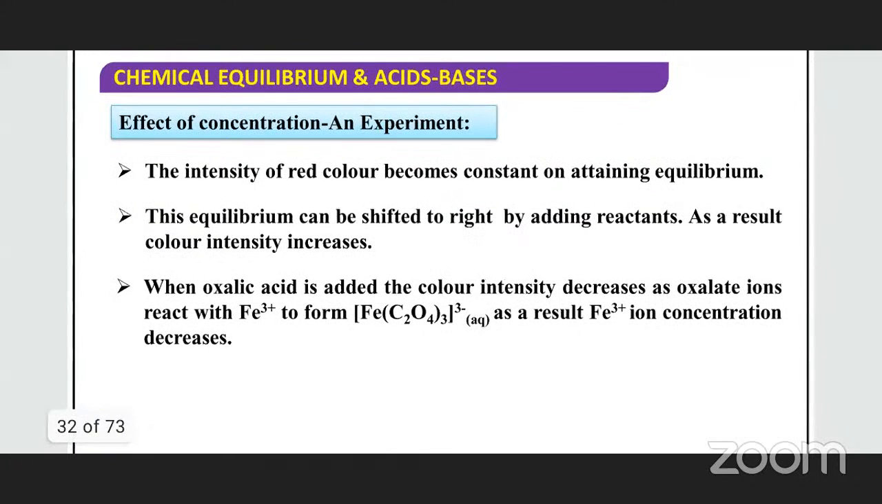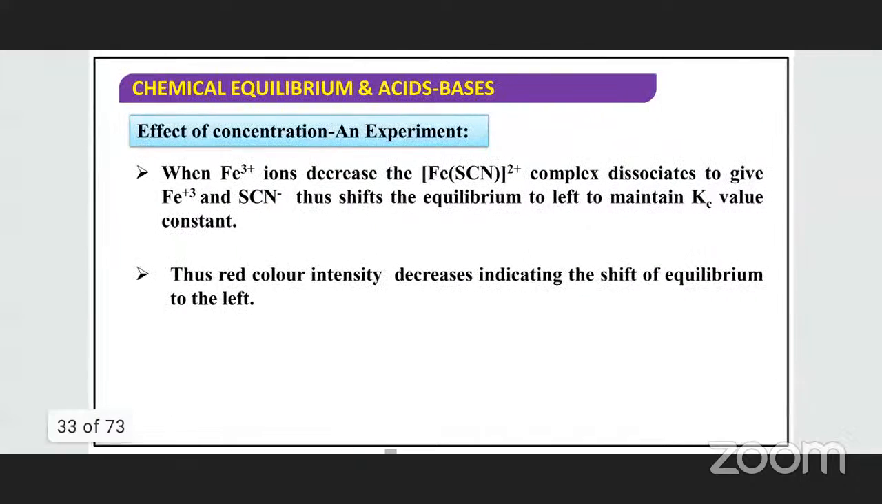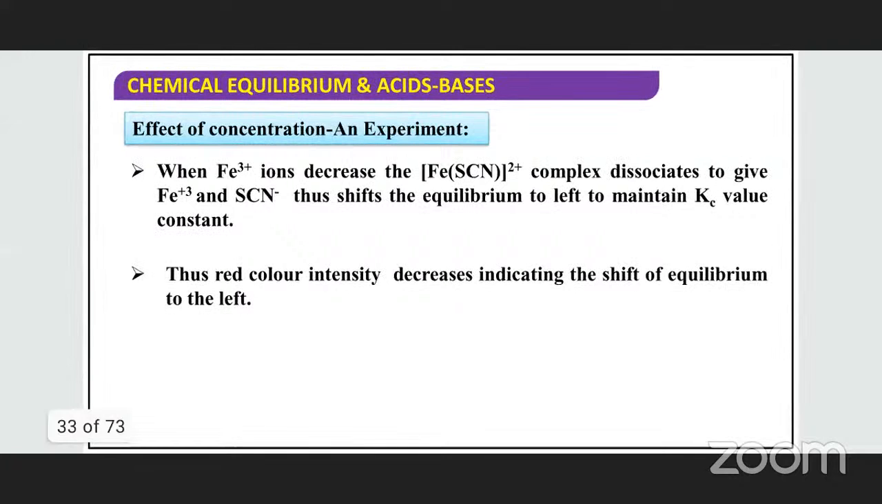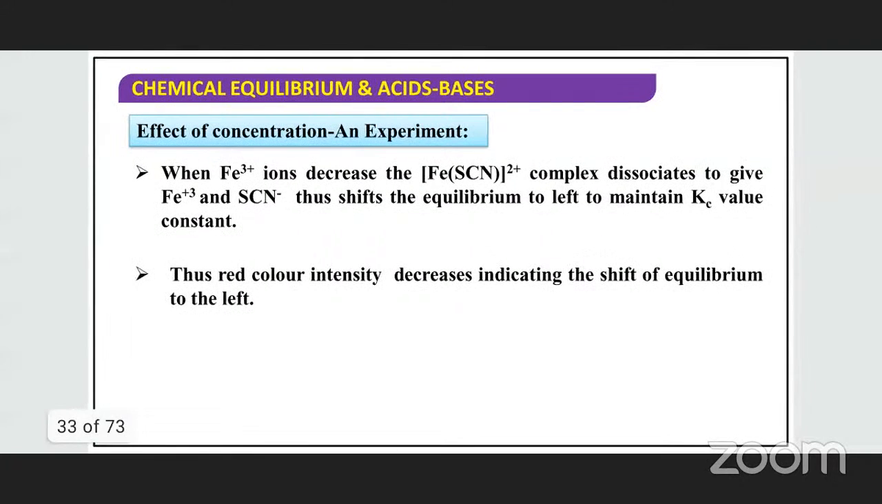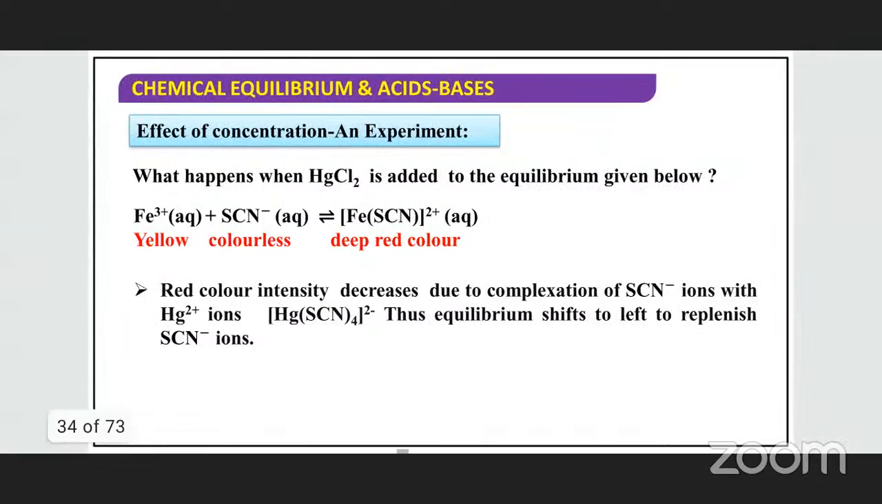When oxalic acid is added, the color intensity decreases as the oxalate ion reacts with the ferric ion to form ferric oxalate. As a result, the Fe3+ ion concentration decreases. When Fe3+ ion decreases, the ferric thiocyanate complex dissociates to give Fe3+ and thiocyanate. Thus it shifts the equilibrium to the left to maintain the Kc value constant. Thus the red color intensity decreases, indicating the shift of equilibrium to the left side.